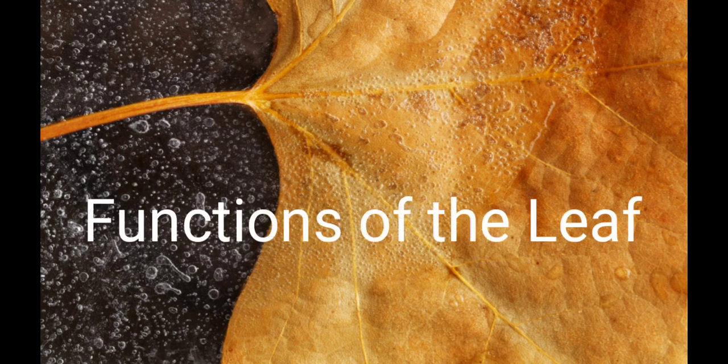Functions of leaf. Photosynthesis: the process by which green plants prepare their food with the help of carbon dioxide and water in the presence of sunlight and chlorophyll is known as photosynthesis. Exchange of gases: the leaf surface carries tiny pores called stomata, which help in the exchange of gases for photosynthesis and respiration.